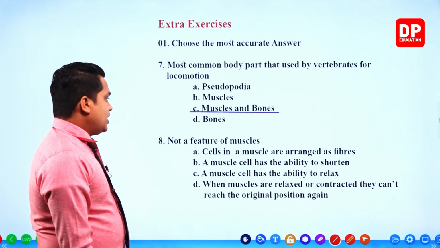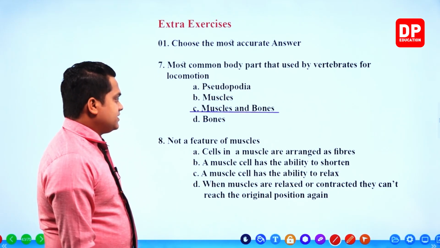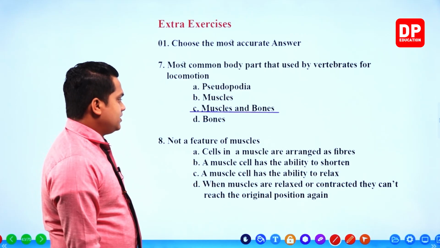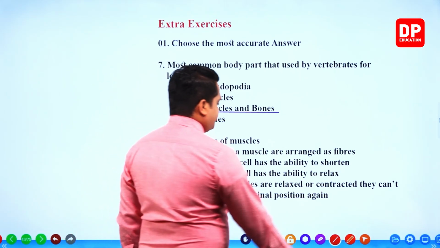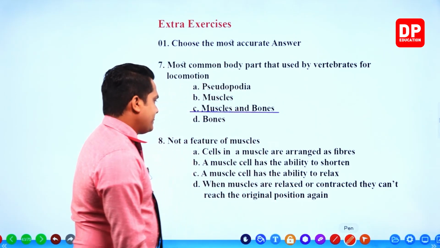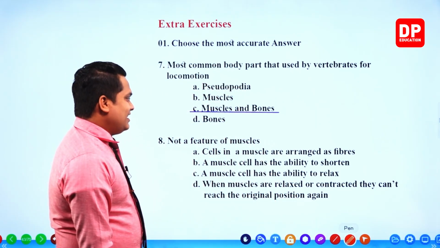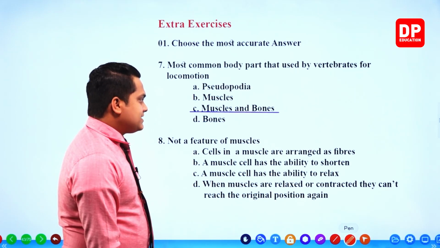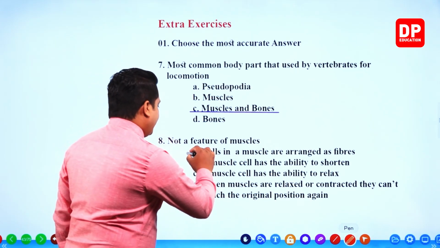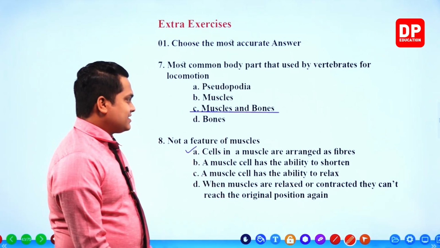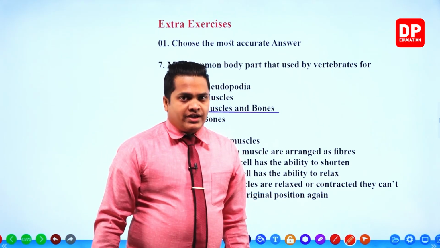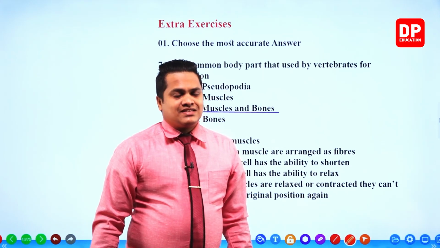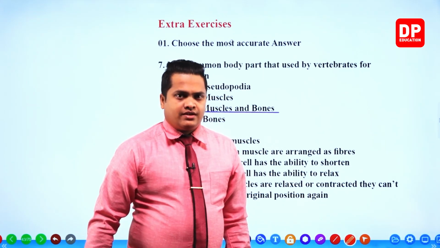Next one, not a feature of muscles. They are asking for what is not a feature. So the first one, cells in a muscle are arranged as fibers. Correct, right? They are elongated cells, so these cells are referred to as fibers. It is correct, no problem.